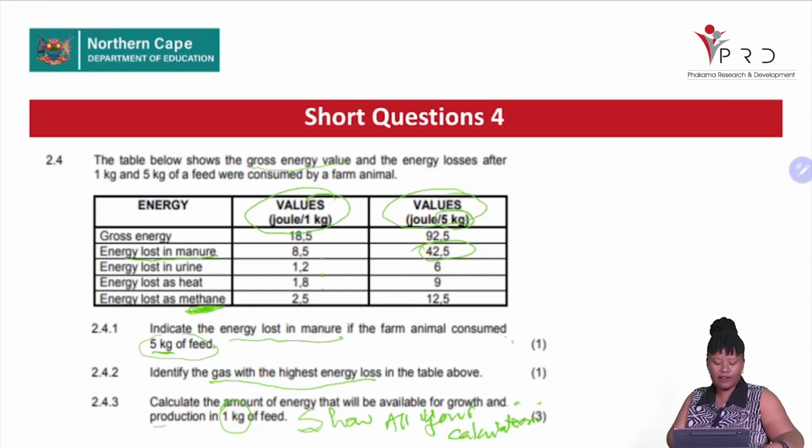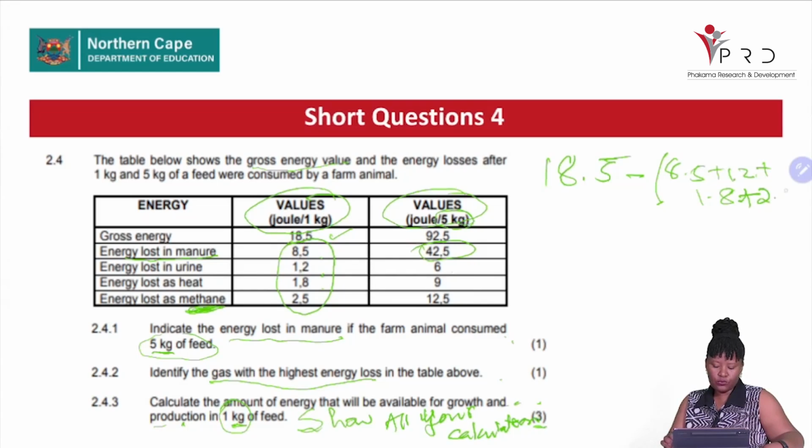You have this 1 mark, you have this 1 mark. In order to have these 3 marks, what is expected from you? As you are calculating the amount that will be available for growth and production, on your 1 kg you start from your 18.5. Your 18.5 is minus all of this. So you have to minus your 8.5, you have to minus your 1.2, you have to minus your 1.8, and you have to minus your 2.5.